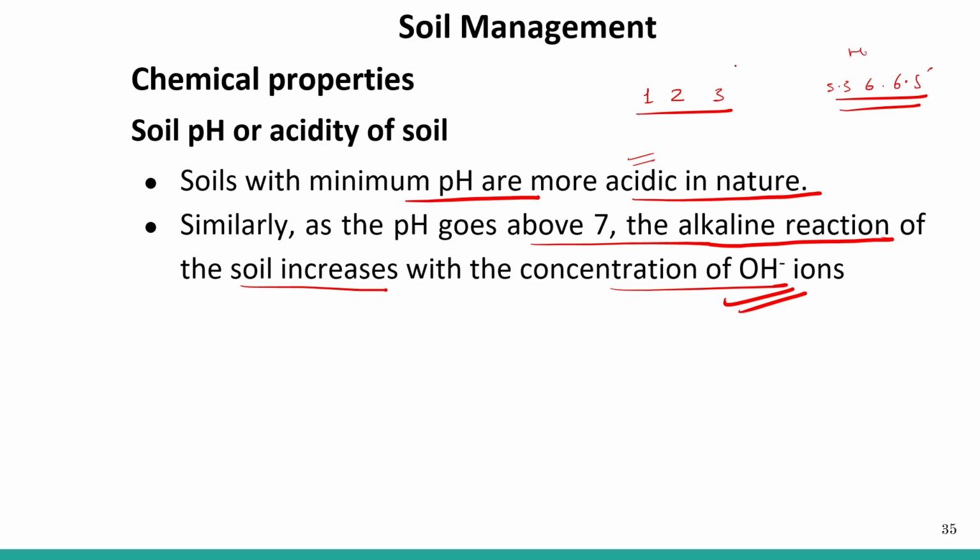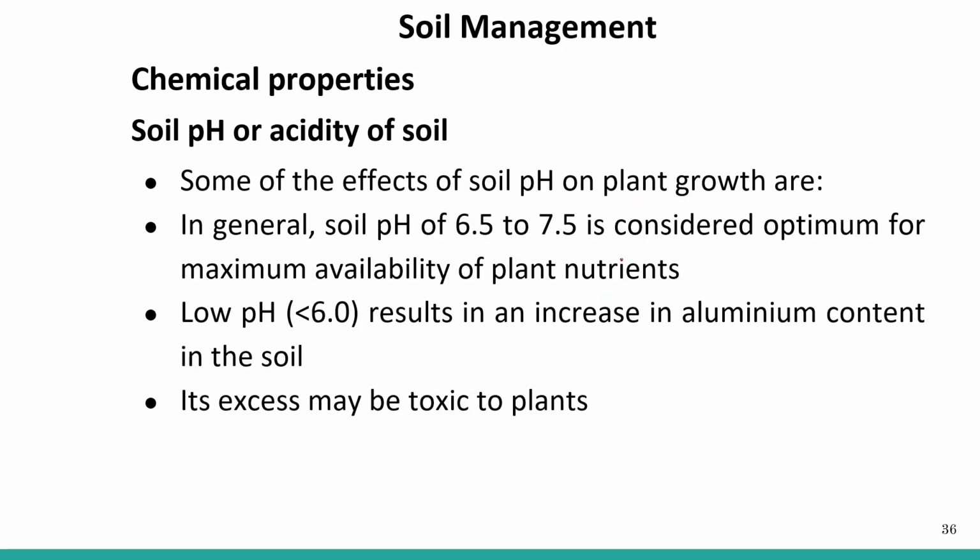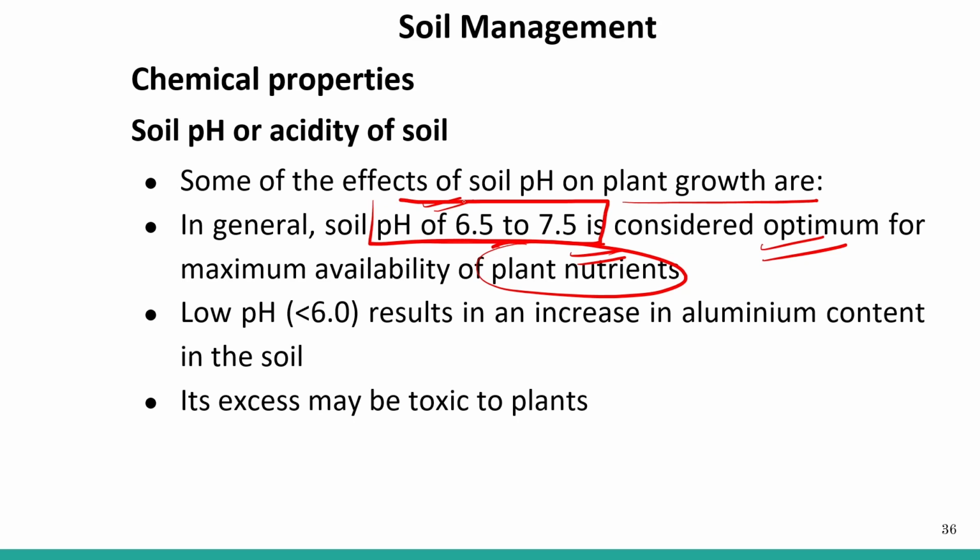So this is higher pH and this is the lower. Similarly, as the pH goes above 7, alkaline reaction of the soil increases with the concentration of OH ions. Some of the effects of soil pH on the plants are: in general, soil pH 6.5 to 7.5 is considered optimum for the maximum availability of the plant nutrients. So the maximum amount of plant nutrients are present in the soil, but it is available at this particular pH, 6.5 to 7.5. So this is important.